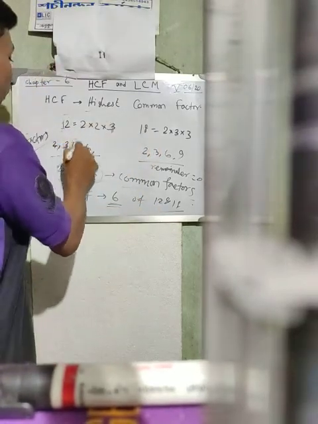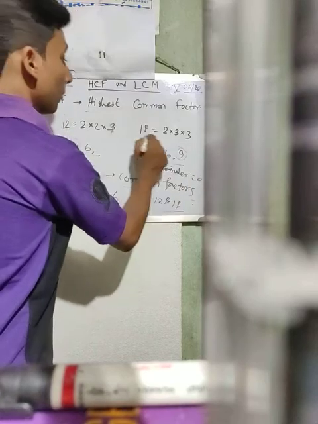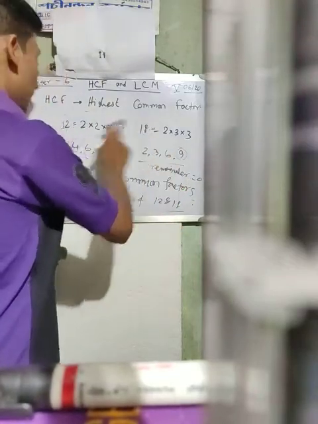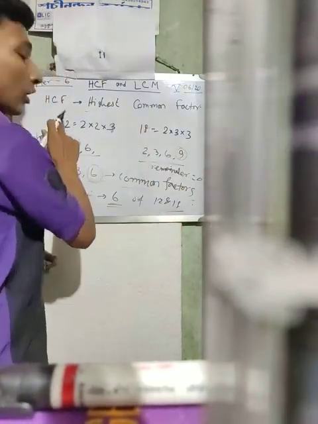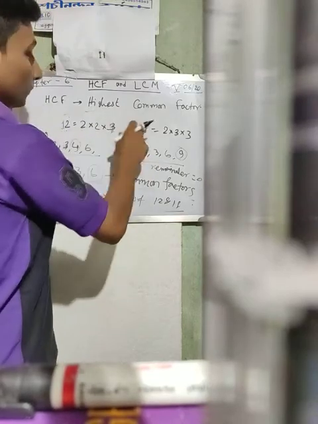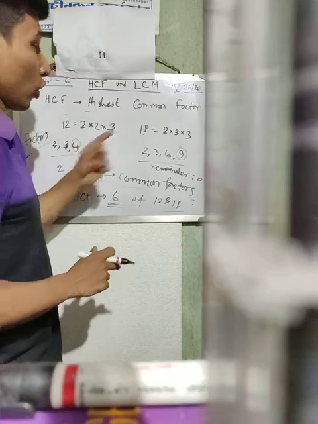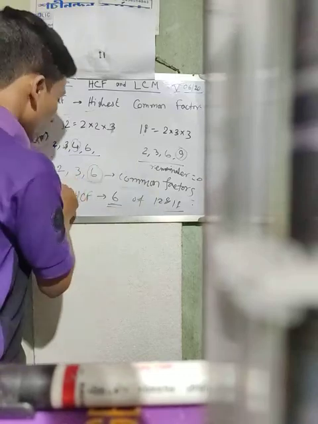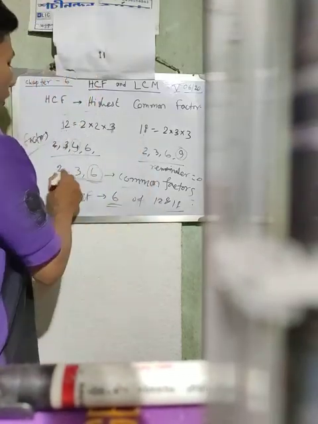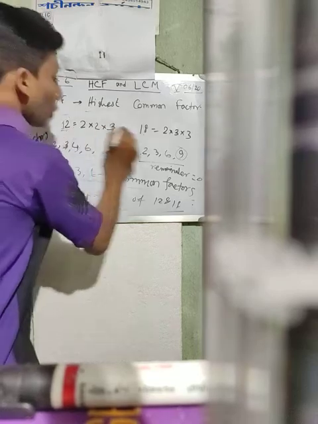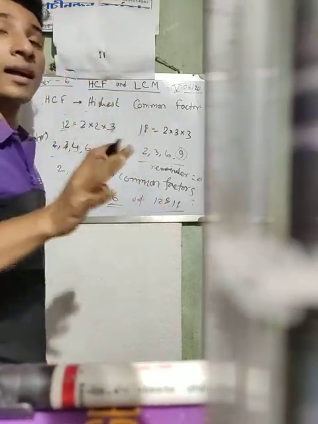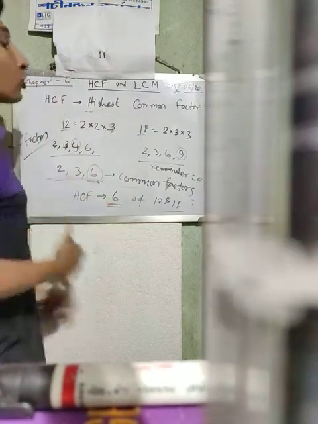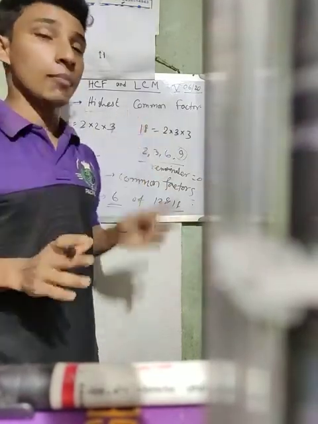But here you see 4 is a factor of 12, and 9 is a factor of 18, but these are not common factors. 18 is not divisible by 4 and 12 is not divisible by 9. That's why these are not common factors. Here we have written only the common factors. Common means which can divide both the numbers. And as you have to find the highest common factor, between 2, 3 and 6, 6 is the highest. So this is our required result, the HCF of 12 and 18.